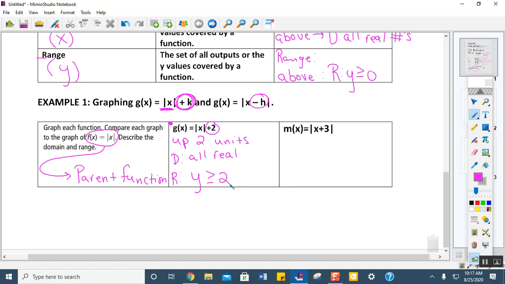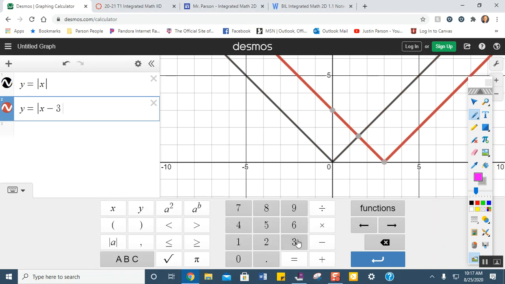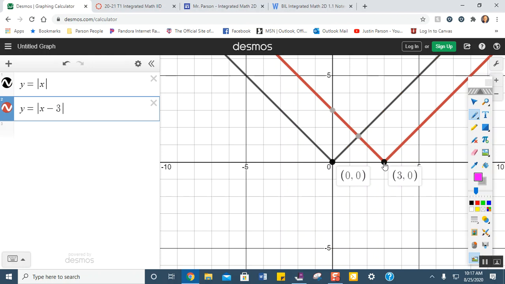So over on the right, we have the function m of x equals the absolute value of x plus 3. And again, we want to compare it to our parent function, f of x equals absolute value of x, and see what happens. So I'm going to jump back in here and get rid of this. In this one, we've got an absolute value of x minus 3. Now, if you notice, the parent function vertex was at 0, 0. This time the vertex is at 3, 0.